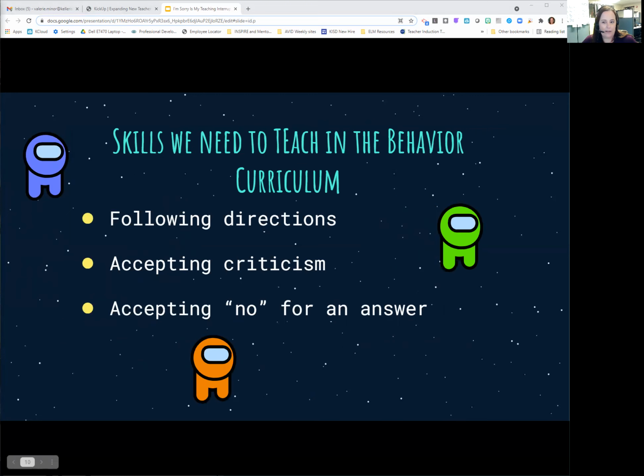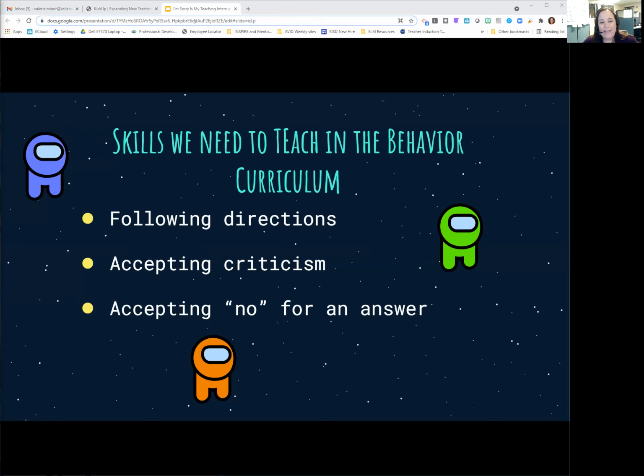So I would argue that there's kind of three things that we need to be able to teach in what I'm calling the behavior curriculum. So students need to know how to follow directions. They need to know how to accept criticism, like, hey, you didn't do what you needed to do. Let's fix it. And they need to learn how to accept no for an answer. Now, if I could teach my 13-year-old to accept no for an answer, life would be great, right? No more just one, just please, just one. Always trying to get past there.